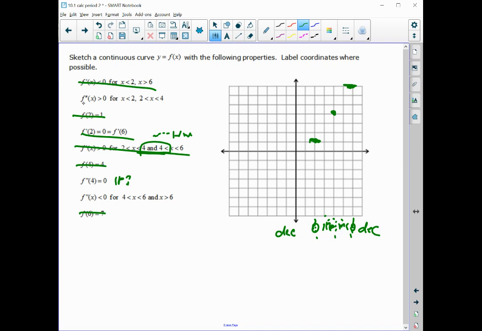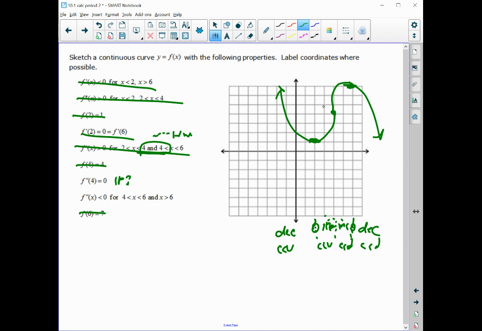Okay, so now let me see what else we have. f double prime tells me f is concave up for everything less than 2, and from 2 to 4, we're concave up. And then from 4 to 6, we're concave down, and anything greater than 6, we're concave down. Oh, that's why they split it. Okay, so I need to decrease and be smiling until I hit 2, and then I'm going to increase as a smile, and then I'm going to increase as a frown, and then I'm going to decrease as a frown.